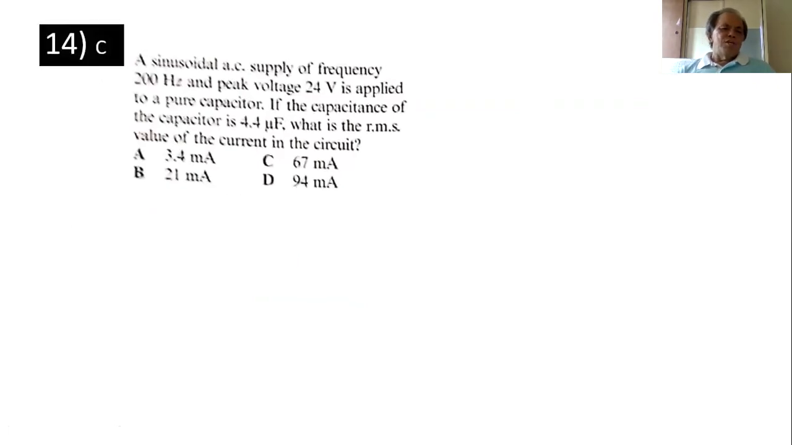Okay, sinusoidal alternating current of frequency 200 Hz, peak value 24 volt is applied to a pure capacitor. If the capacitance of capacitor is 4.4 microfarad, what is the root mean square value of the current in the circuit? Okay, same voltage is given. Now you want to calculate current. You must know the resistance. In this case, it's called reactance. How to calculate the reactance of capacitor? Yes, what is the answer? You have to do fast.